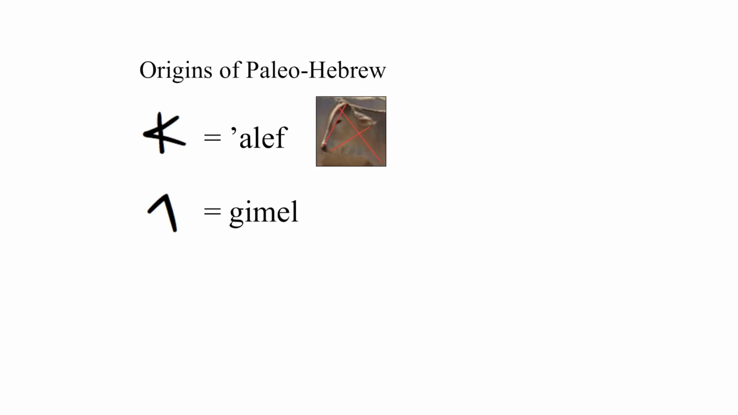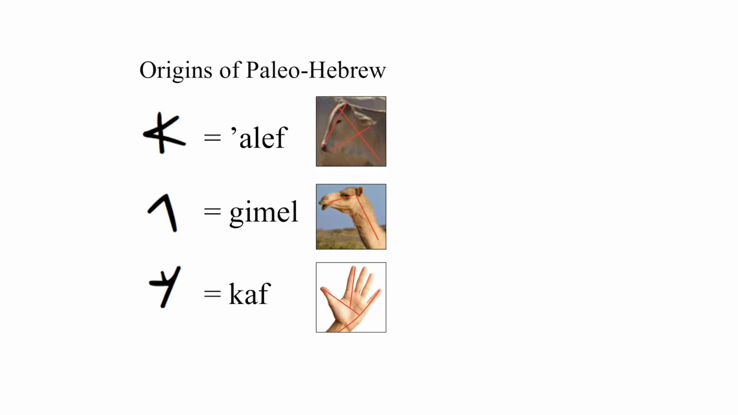Same is true of the letter Gimel. The letter Gimel, as you can see, is a rough approximation of the head and neck of a camel. When we see this letter, we don't say Gimel, we just say the letter G. The same thing is true of the letter Kaf. Kaf means hand, and the Paleo-Hebrew symbol for the letter Kaf was the rough outline of the palm of a hand. When we say the letter, we only pronounce the K sound, like the letter K.